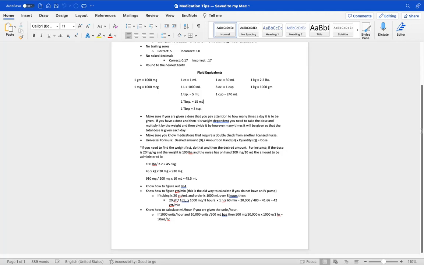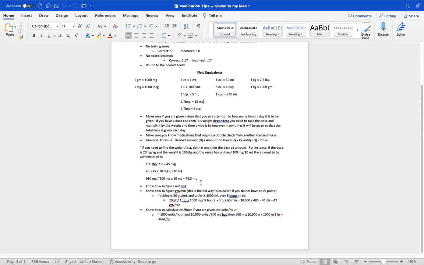that 910 milligrams. Then we're going to take it a step further and take that 910 milligrams, the ordered dose that we just found, divided by what we have on hand, which is going to be that 200 milligrams per 10 mLs. So very, very important that you guys know how to do these steps and follow through. I will walk you through the med calculation sheet. All of that is going to be on the bottom.